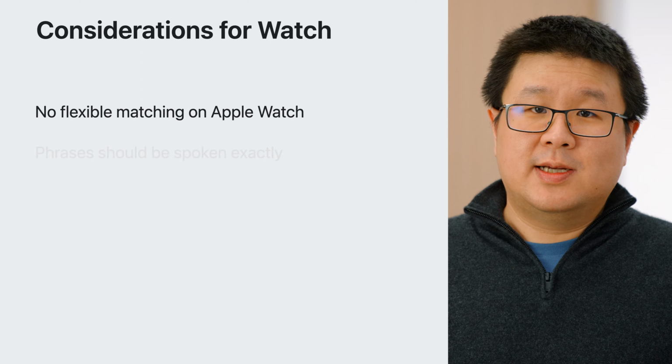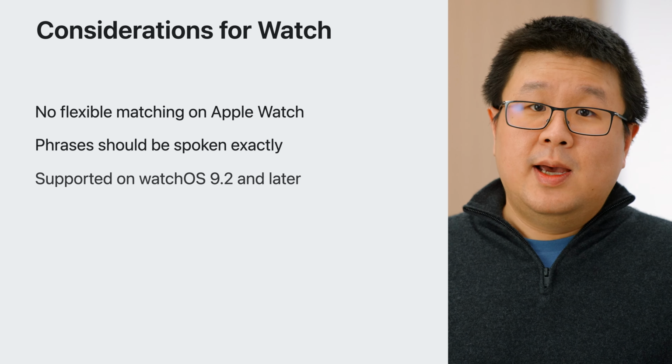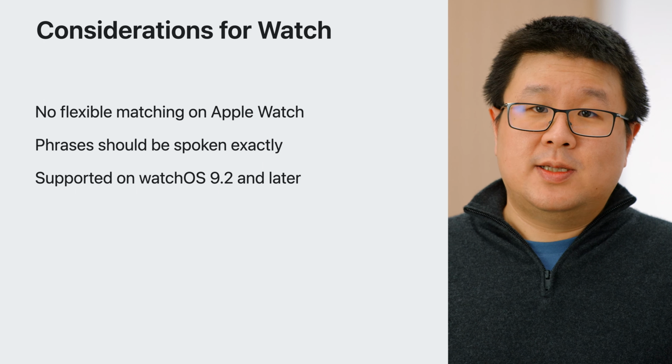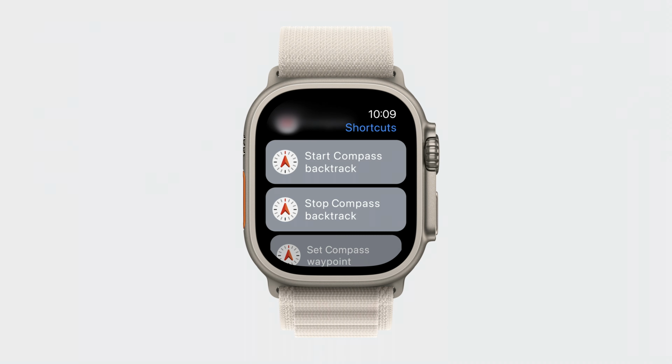Flexible matching with Siri is not available on Apple Watch, so phrases must be spoken exactly. Apple Watch support was introduced in watchOS 9.2 and is available on all devices running that version or later. App shortcuts are also now discoverable on Apple Watch. Just like on iOS, the Shortcuts app on watchOS prominently features app shortcuts available on the device.